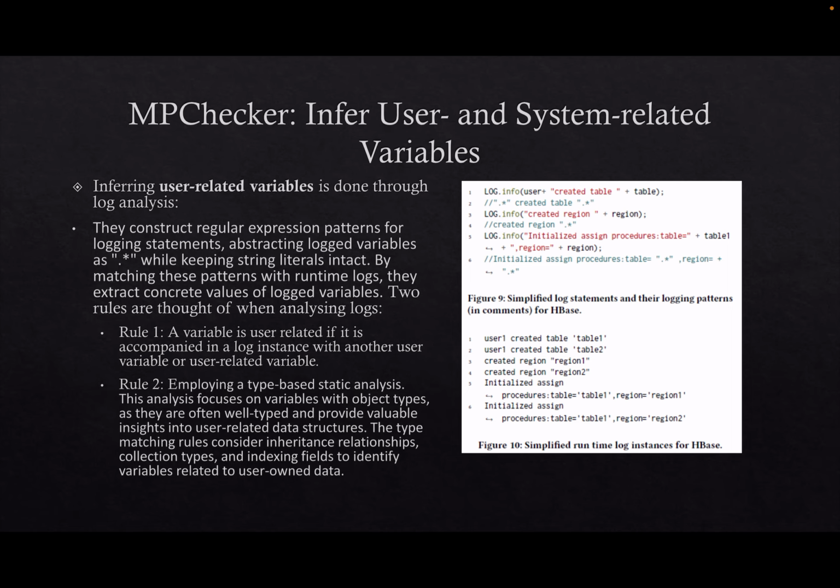Second is collection types. If it is a collection, that means the collection of one element type matches with another type TB. And the third is indexing fields to identify variable related or user owned data. That means it has an indexing field whose type matches with the other type, that is TB.